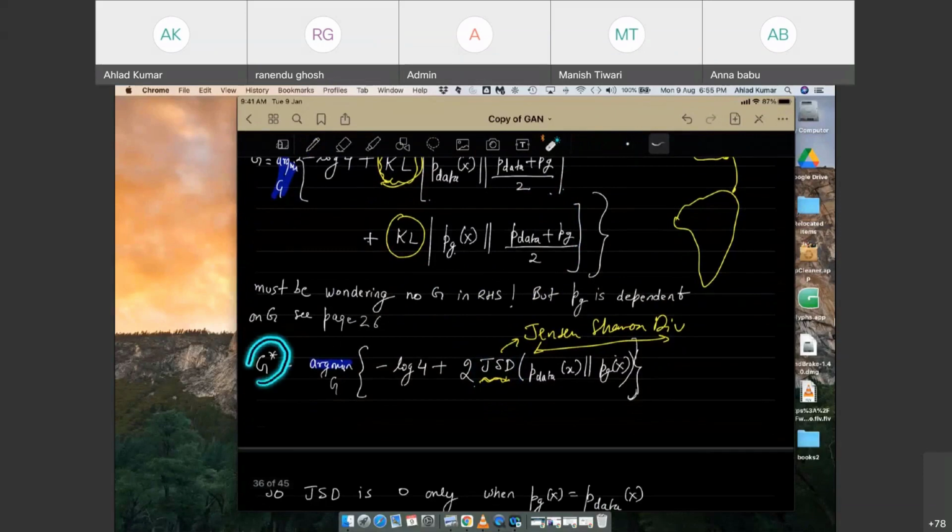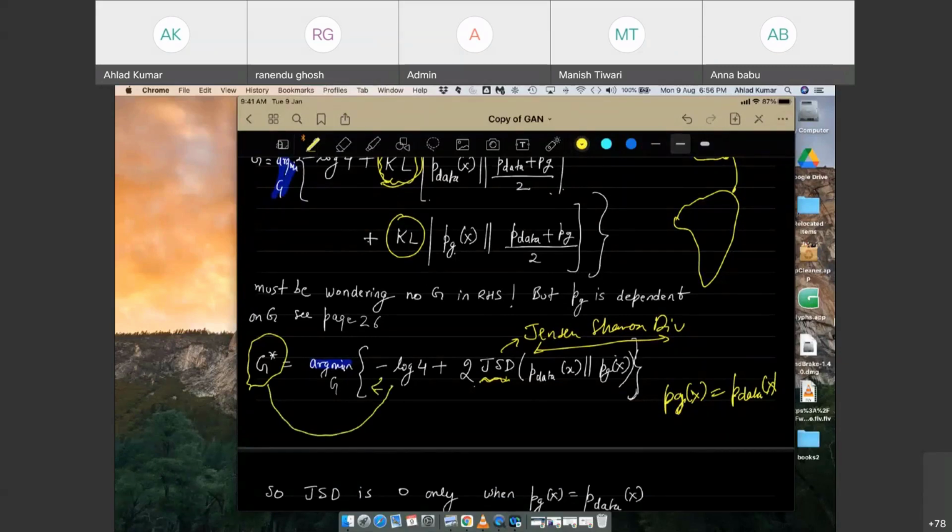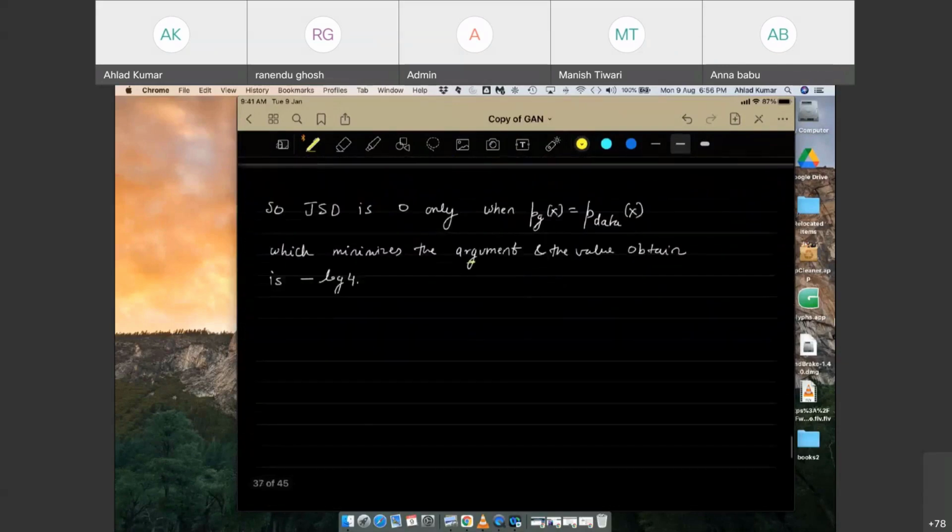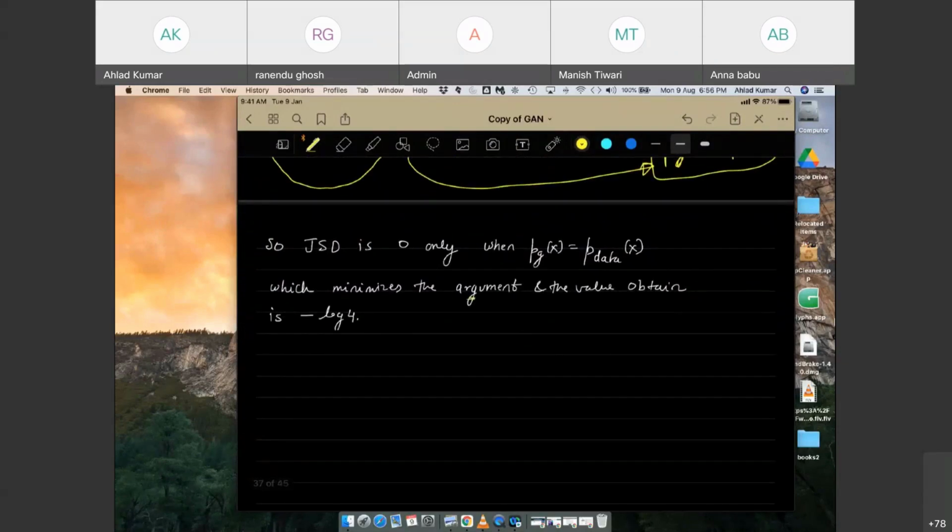So if you want to come up with the optimal generator, you want to minimize this expression. The only way to do that is to make this equal to 0. This is equal to 0 only when P of G of X is equal to P data of X. You can check that out. In this way, you can get the optimal value of the generator, where the value will be minus log 4, and it is achieved when you get this as the answer. So this finishes off the concept of generative adversarial networks.